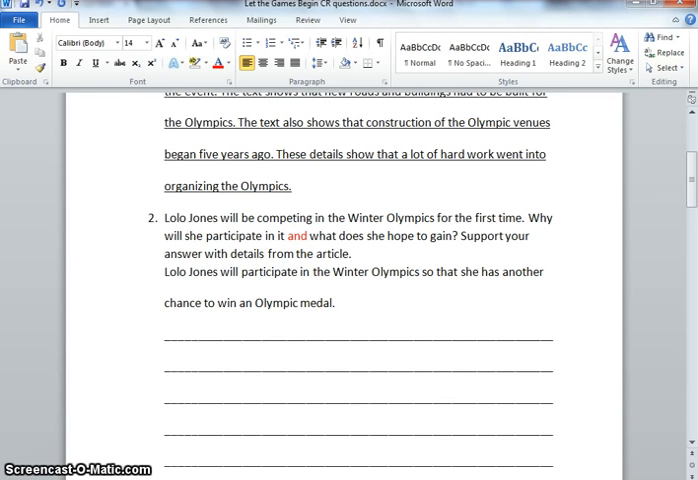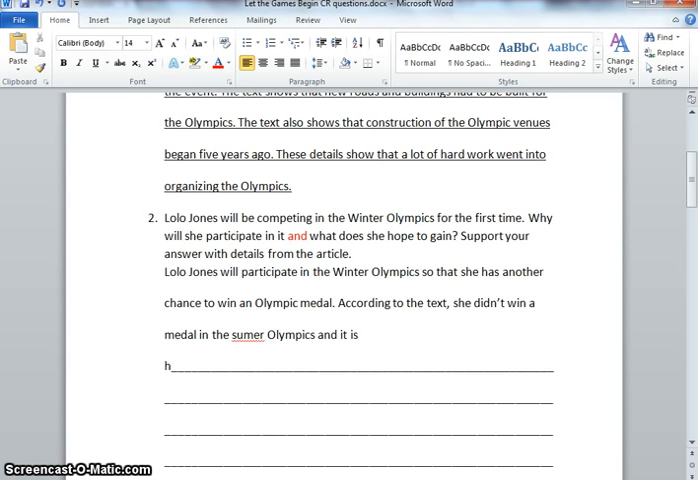Now, how do I know that? Well, I'm going to put my detail from the text to support it. It says, according to the text, she didn't win a medal in the Summer Olympics, and it is her dream to do so. Do you see how I put that in my own words? I put it in my own words, but I still got this information from the text. You are allowed to do that. You can put it in your own words. Just make sure that your information is correct, okay?